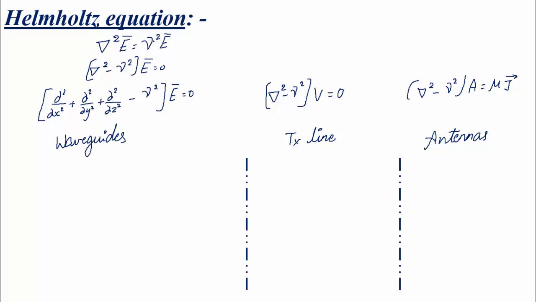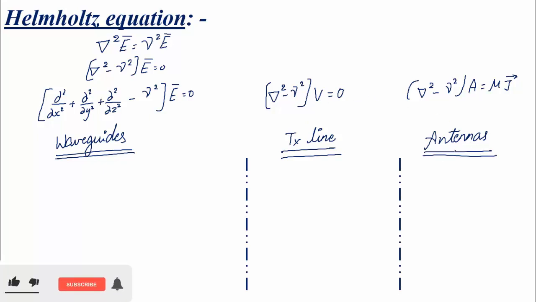Again I am going to repeat, your entire EMTL will stand upon Maxwell's equation as well as Helmholtz equation. In the case of Helmholtz equation, especially if you are dealing with waveguides, del square minus gamma square of E is equals to 0. In the case of transmission line, it is del square minus gamma square of V, which is equals to 0. But in the case of antenna, you need to talk about area of cross section, that is del square minus gamma square of A, which is equals to mu times of J.